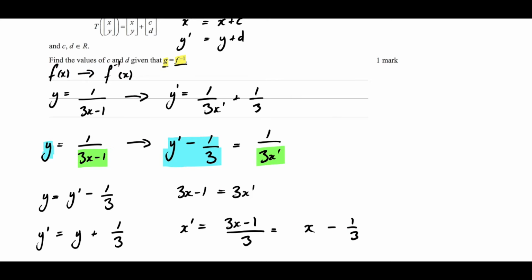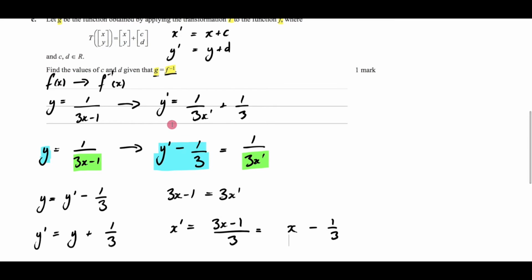And as you can see now, let me just zoom out a little bit and let's just reflect on what we've done. I have created this, but down here. So as you can see, my y dash is equal to y plus d, and here I have y dash is equal to y plus 1 over 3. So it's quite clear that my d value here is simply going to be 1 over 3. So my d value is going to be equal to 1 over 3.